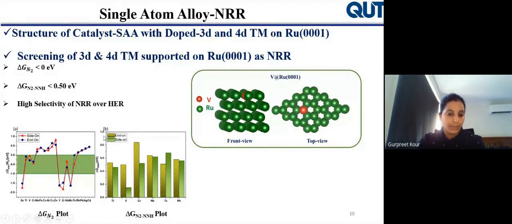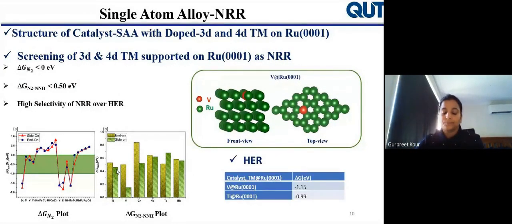Then the second criteria is the free energy change for the first hydrogenation step. We plotted the results for this step, and based on this second criteria, we selected vanadium in both end-on and side-on configuration, as well as titanium in the side-on configuration, because there the free energy change for the first hydrogenation step was lower than 0.50.